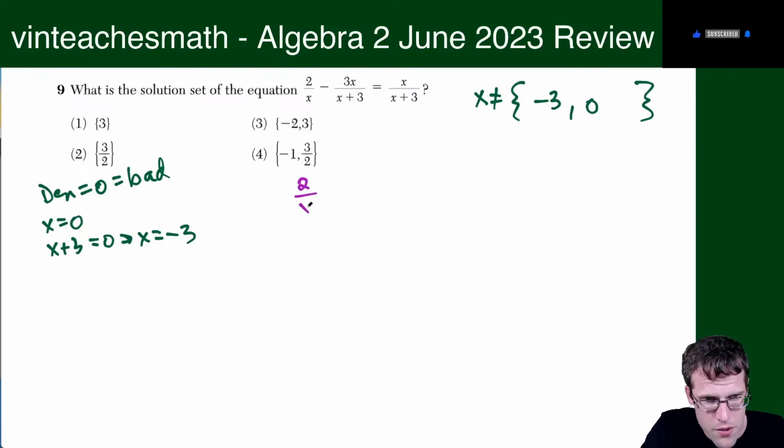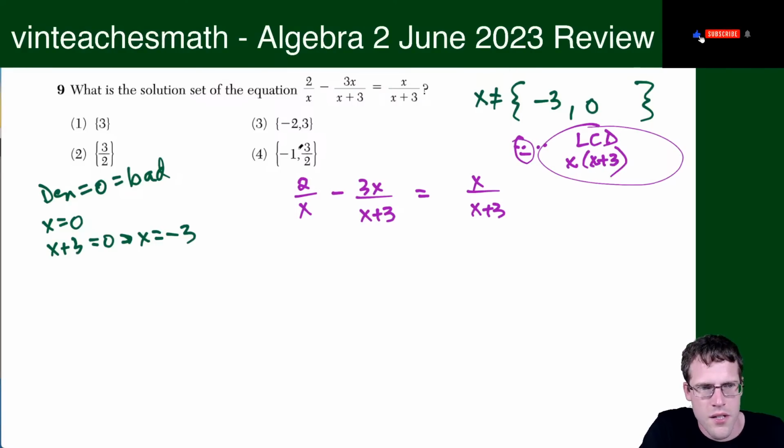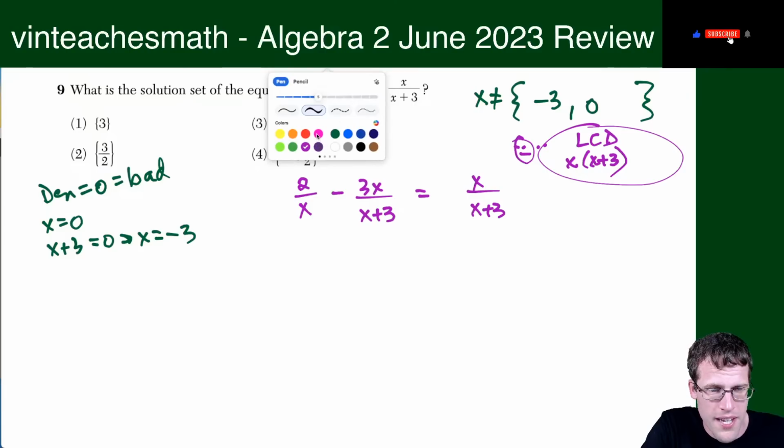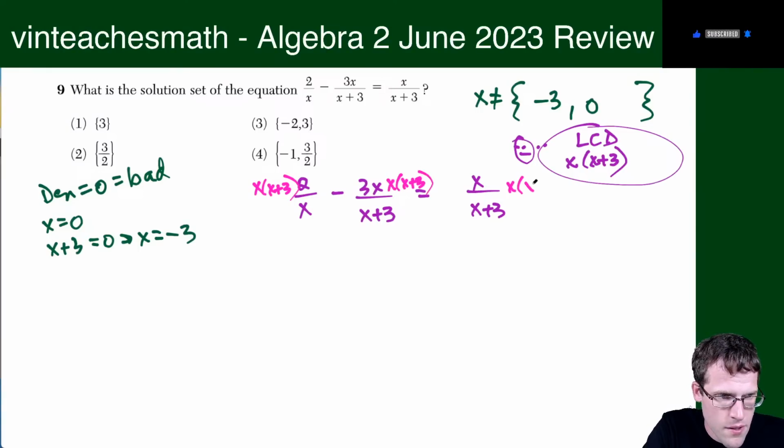So 2 over x minus 3x over (x plus 3) equals x over (x plus 3). What you want here is to think of the least common denominator, which in this case is x times (x plus 3). There are a few ways you could do this, but one way I like is to make the denominators just disappear. So what I would do here is multiply everything by x times (x plus 3). I'm multiplying this by (x plus 3), this by x times (x plus 3), and this by (x plus 3).